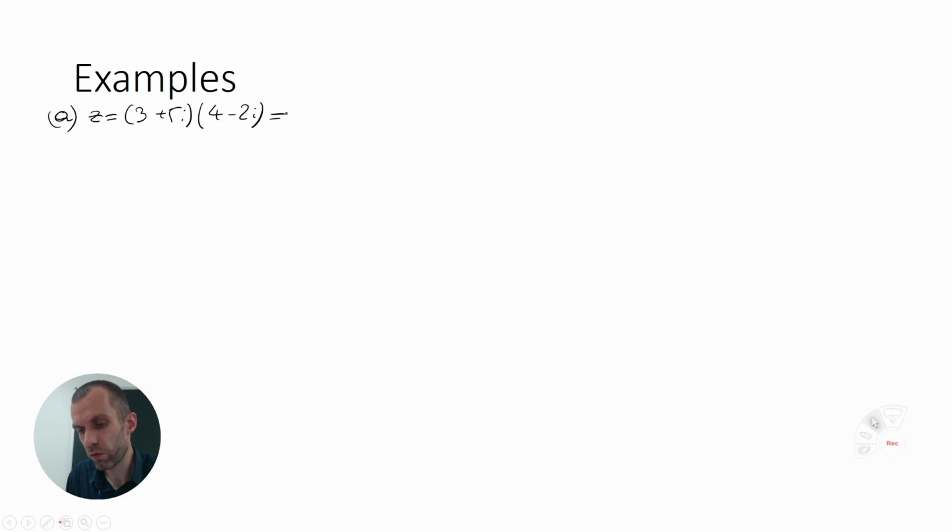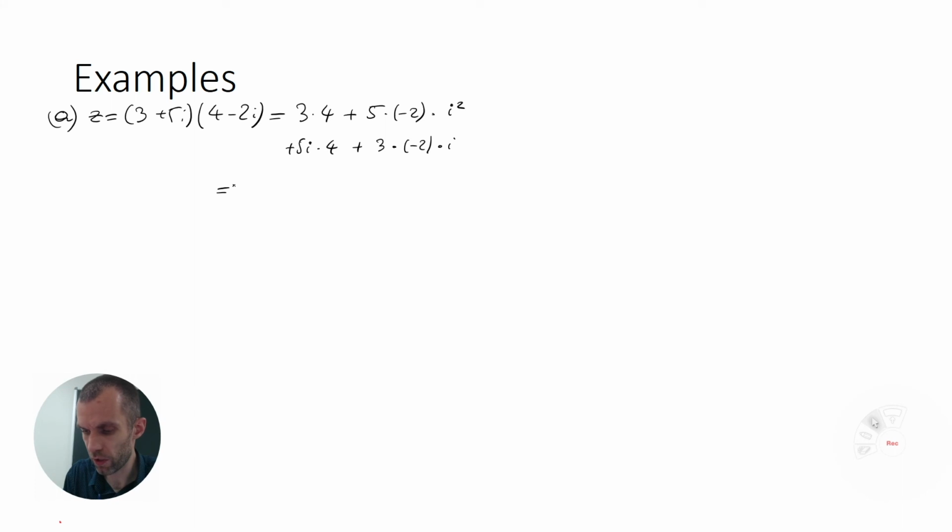So don't use the rule here that we derived, just calculate. 3 times 4 plus 5 times minus 2 times i squared. So I'm just going to write it out all in full, and then later on we'll do it quicker. So plus i times, or 5 times i times 4 plus 3 times minus 2 times i.